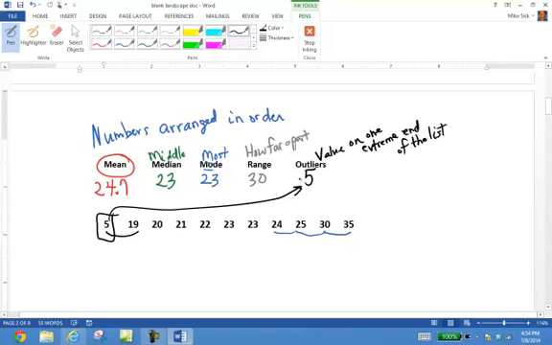So those are your definitions. The mean, which is the average, add them up and divide. The median, where you take the numbers in order, find the middle one. The mode, the one that occurs the most. The range, how far apart the highest and the lowest numbers are, you're subtracting. And the outlier, where you may or may not have a value that's on one extreme end of the list, far apart from the others.